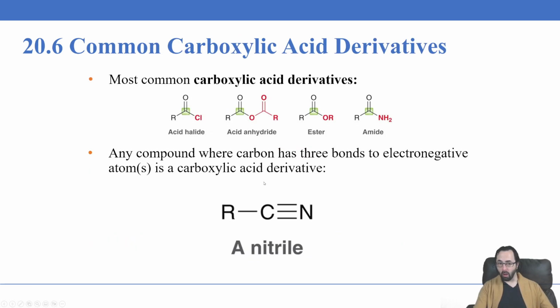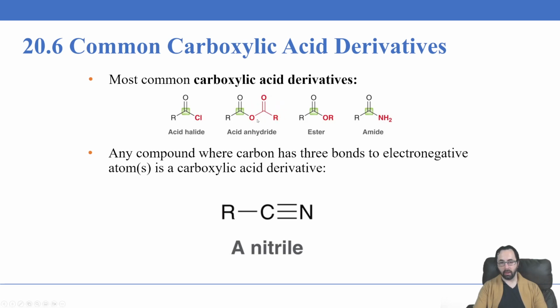There are a number of common carboxylic acid derivatives. Acid halides are like an acid, except the OH group is replaced with a halogen atom, like a chlorine or a bromine. We can have a so-called acid anhydride.